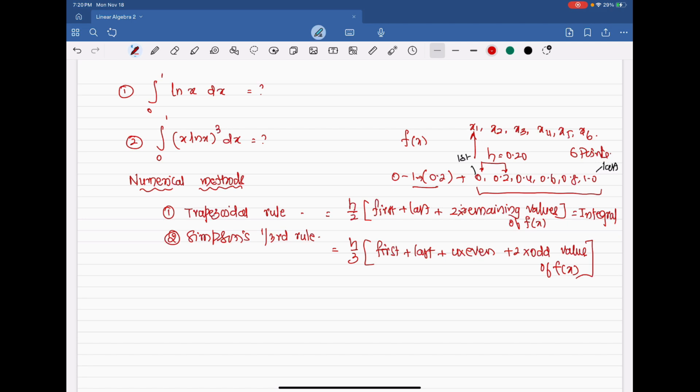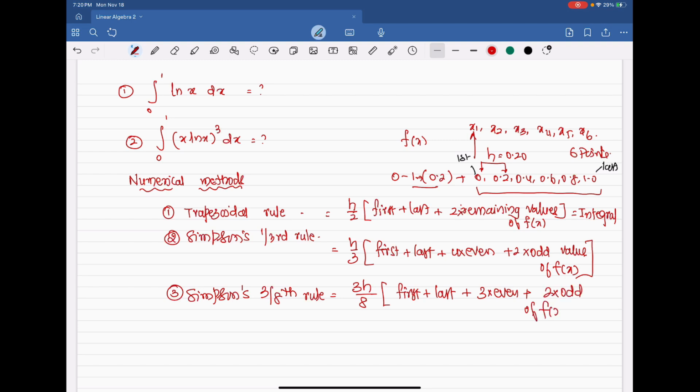While doing the problem, we will understand better. Then Simpson's 3/8 rule. What is that? Instead of h by 3, it will be 3h by 8. First plus last will be the same. Here instead of 4 into even, it will be 3 into even, plus instead of 2 into odd, it will be the same 2 into odd of function values.